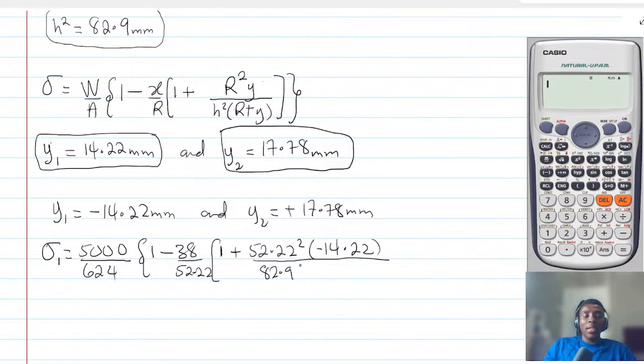Then I will multiply here by what? R, which is 52.22, and then minus 14.22. So this is what we have here. Now, if you do everything correct, your stress will be around somewhere 73.82.